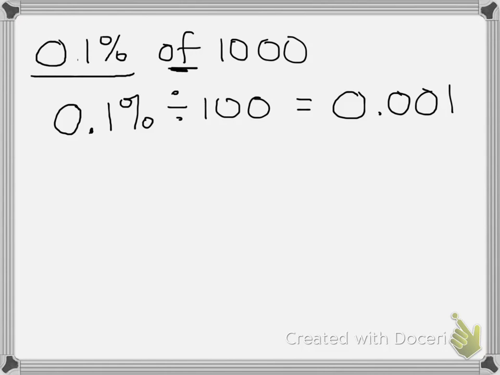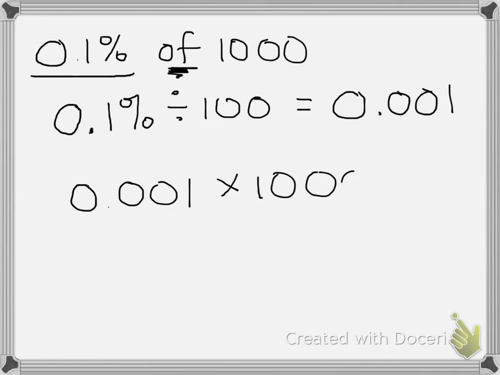Remember, this word of always means multiply, so we take our new decimal, 0.001, we times it by the number that we want to find the percentage of. Multiply those together and find out that 0.1% of 1,000 is equal to 1.